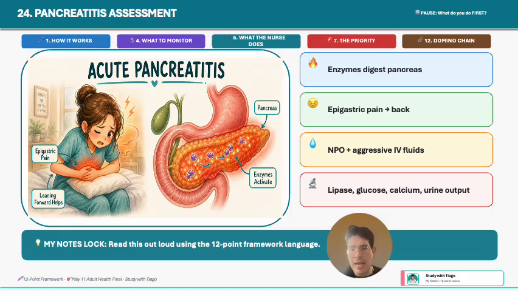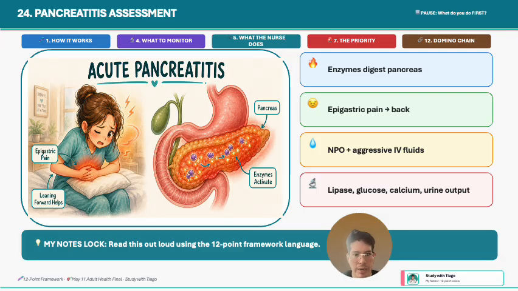Then I check the complication signs. Fever and tachycardia can show inflammation or infection concern. Hypotension, poor urine output, dry mucous membranes, right? The rising BUN can suggest dehydration or third spacing. Respiratory changes matter because severe pancreatitis can affect the lungs. Grey Turner signs or Cullen signs can suggest bleeding in severe cases, though those are not always present, okay?